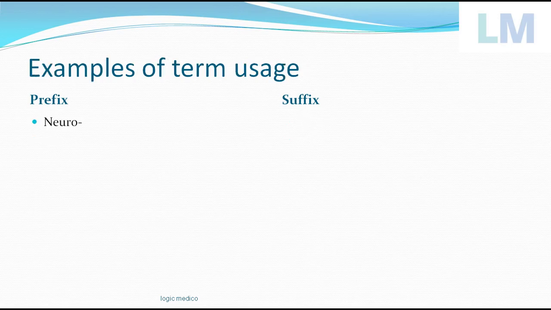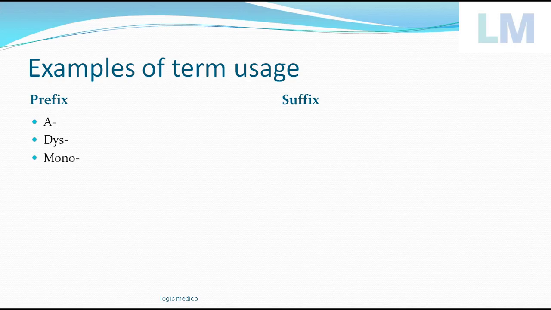Coming to the further usage of these terms with examples, just now I was telling you, neuro refers to the nervous system. Blast, the immature cell of the nervous system or the immature cell of the brain, is called a neuroblast. Whereas the mature cell will be called a neurocyte or just neurons.